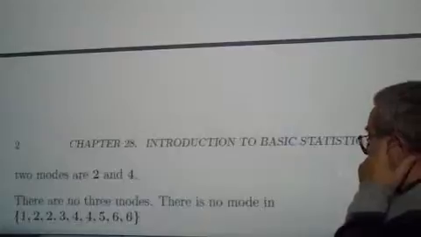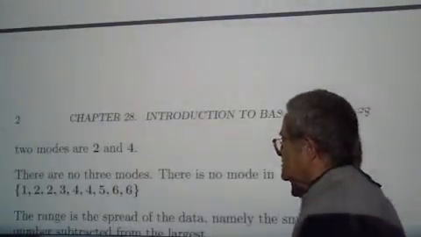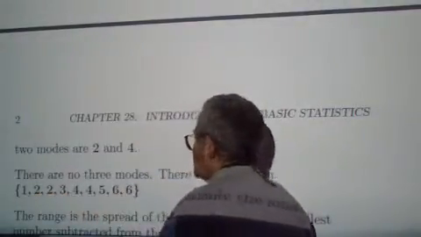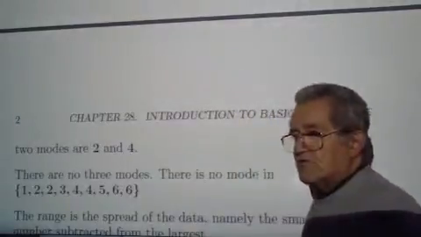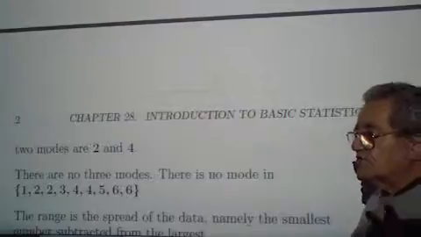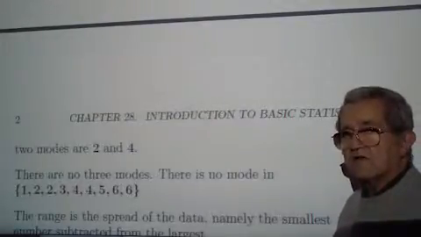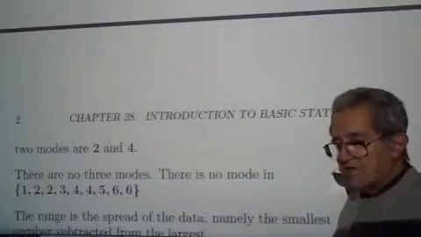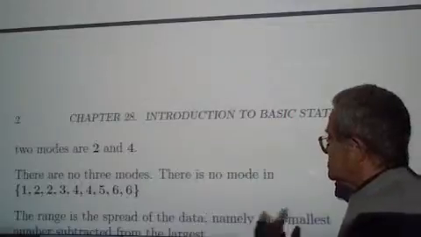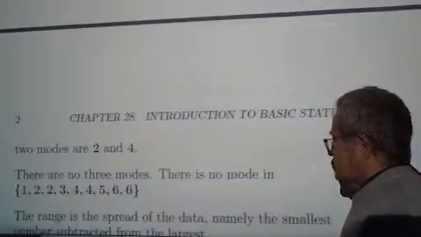If there are 3 numbers that occur most frequently and the same number of times, like 2 2s, 2 4s, and 2 6s, then you say you don't have a mode. Mode exists if there's one set of numbers or 2 sets of numbers that occur more frequently than the others. And when you have 2 modes, it's the same number of occurrences in both modes.